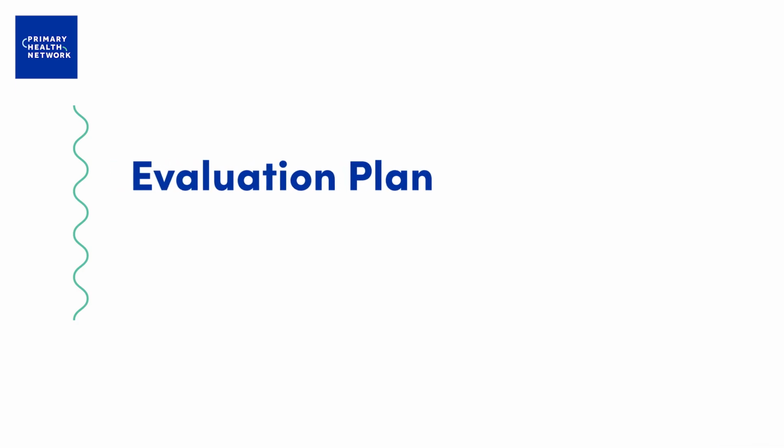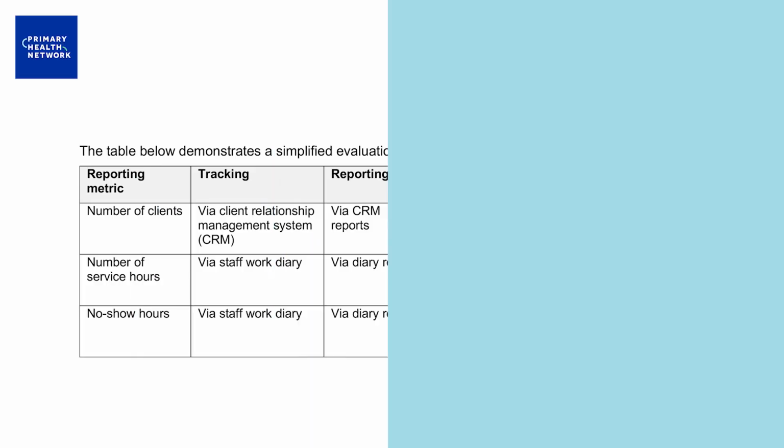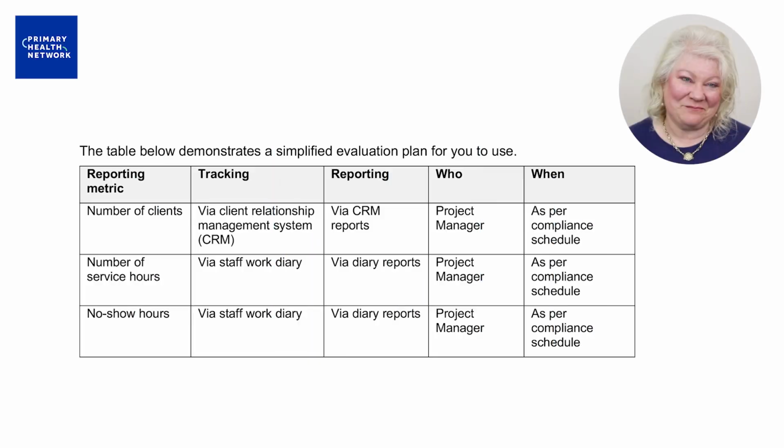Evaluation plan. This plan details how you will track and report on the outcomes you've promised to deliver in your application. It is also used to track data that you plan to use for internal purposes. Here's an example evaluation plan. Down the left-hand column are item descriptions: number of clients, number of service hours, and no-show hours. And across the top row are tools and details: tracking, reporting, who, and when.